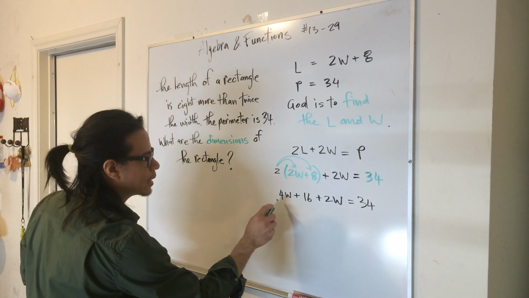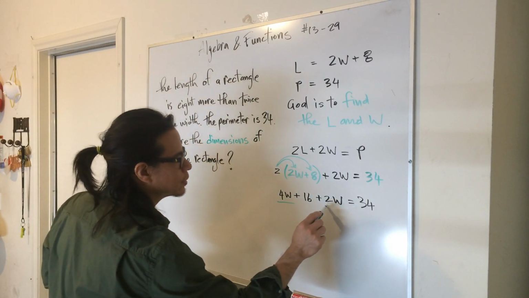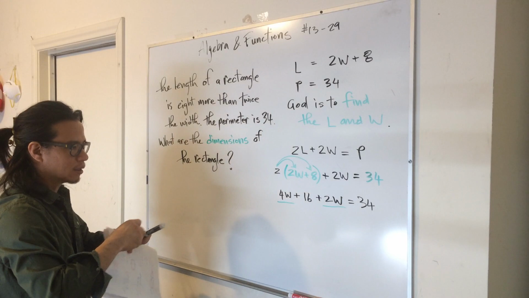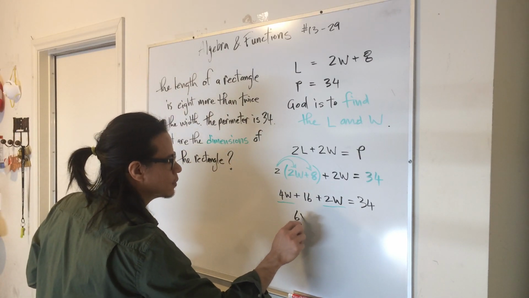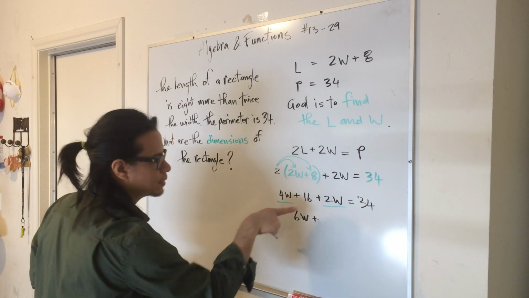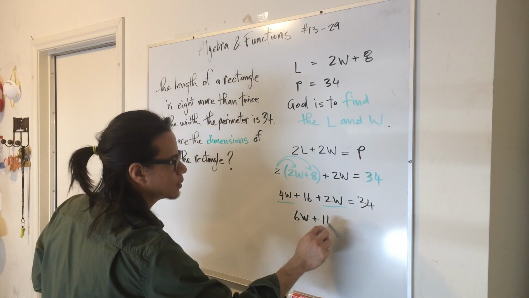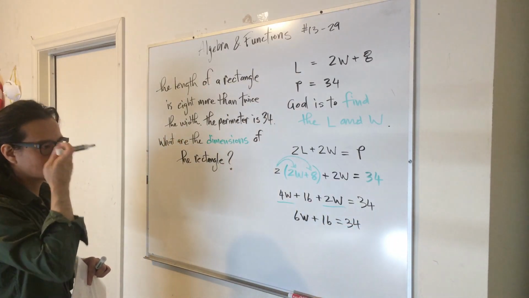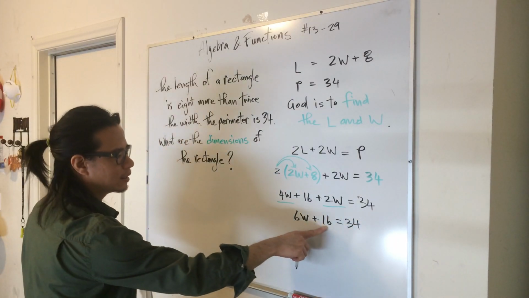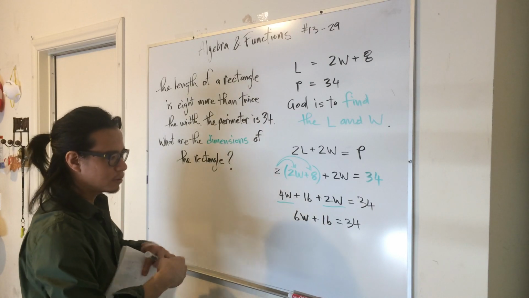Now we can combine the like terms. We have 4W here plus 2W there. So 4 plus 2 is 6W plus the 16 here left over equals 34. So far so good. Let's isolate W.